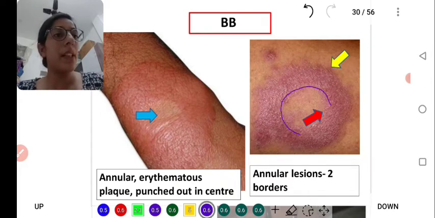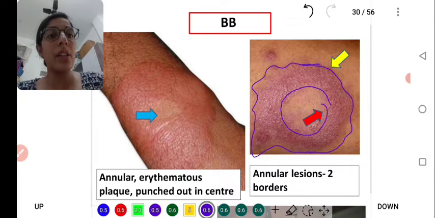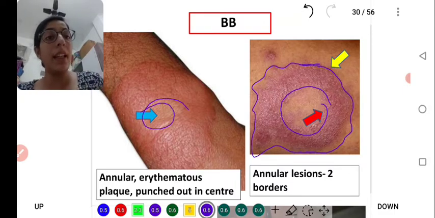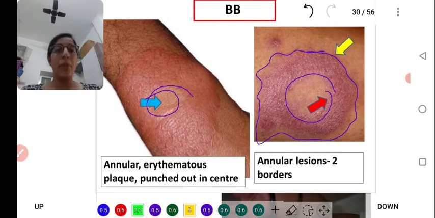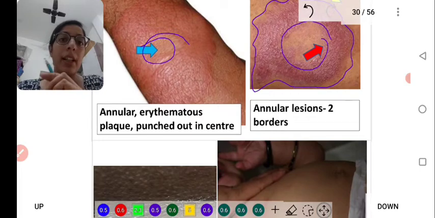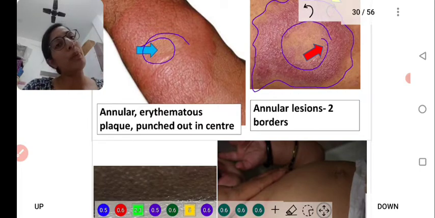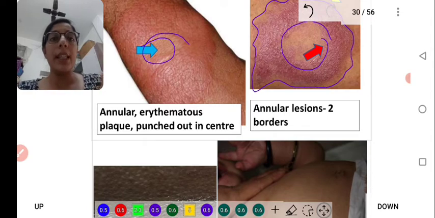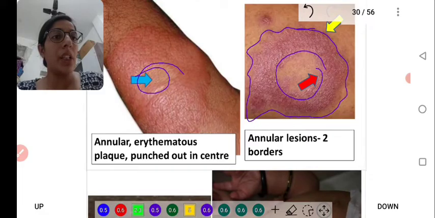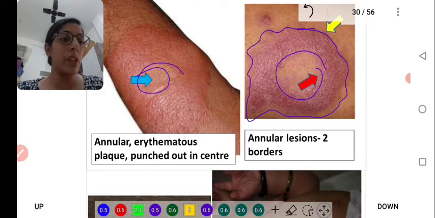You can see such irregular margins, but you can see there are well demarcated margins on the inner side. This one is the borderline. What is borderline? Borderline can change to borderline lepromatous and can change to borderline tuberculoid. Annular erythematous plaque punched out in the center, giving an appearance of Swiss cheese.